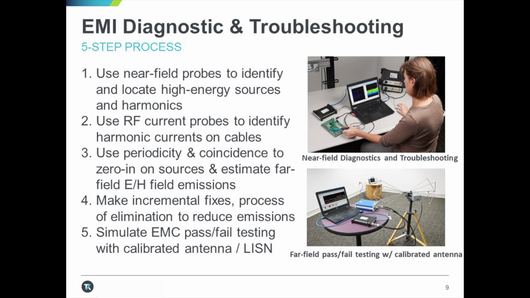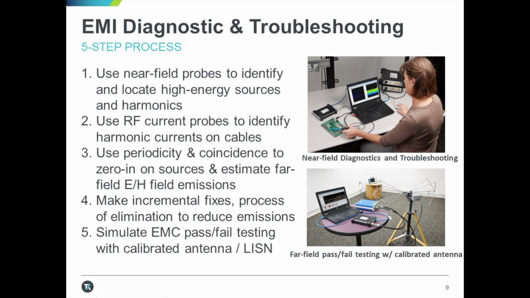Third, taking what we've measured, we must use periodicity and coincidence to zero in on sources and perform calculations to estimate far-field electromagnetic emissions. The fourth step in this is to make incremental fixes, and we do this by following the process of elimination to reduce emissions. We remove, filter, or shield, or redesign one piece of the circuit at a time as needed.